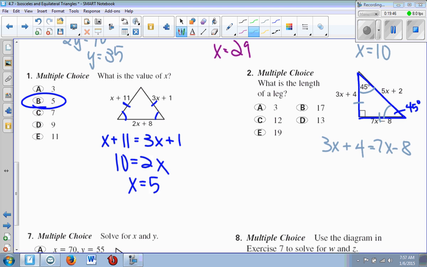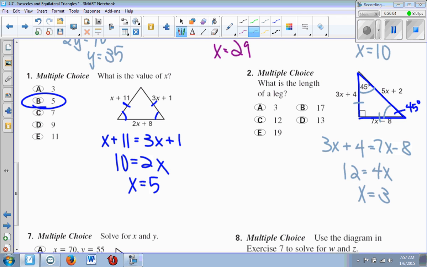So things to notice in the last 2 problems. The bases of these triangles were just extra information that you actually did not need. You only needed the legs. So some steps, subtract 3x and add 8. So 12 equals 4x, and I get an x value of 3.